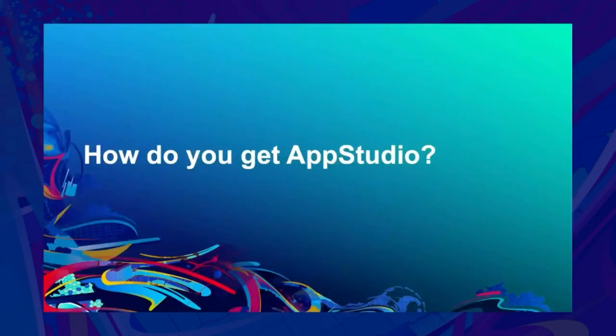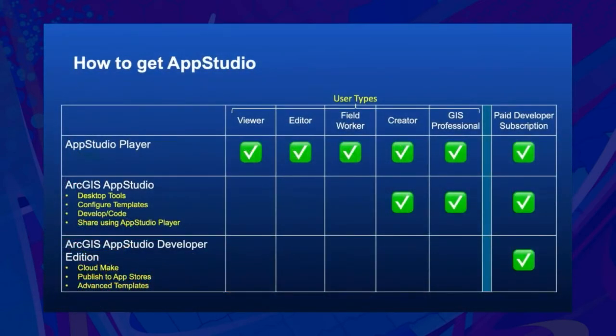Thank you. Now we just have a couple of slides I'd like to finish up with. And we're going to talk about how do you get App Studio, or what's the licensing for App Studio? Well, if you're familiar with ArcGIS user types, I want to let you know that all ArcGIS user types can work with App Studio. From viewer, editor, field worker, creator, JS professional, they can all download App Studio Player and run apps that have been created for them.